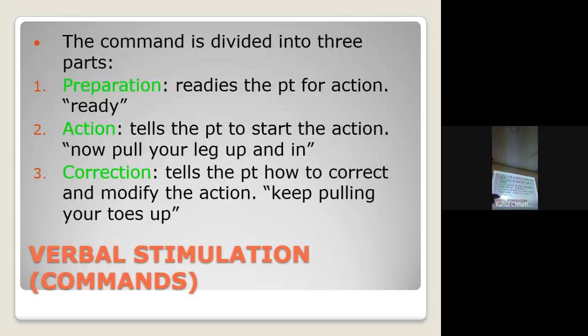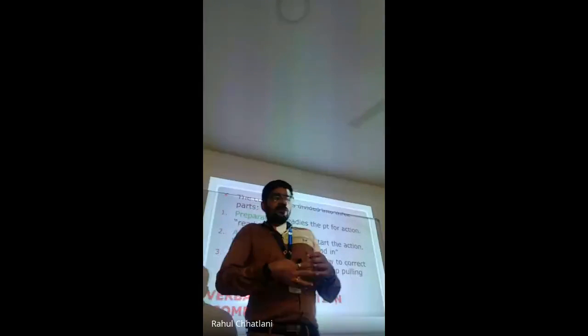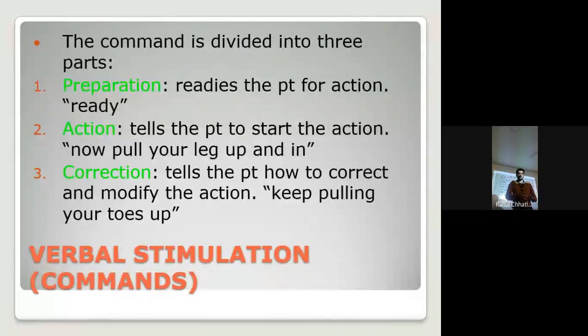Then verbal stimulation. There are three main types of verbal stimulation. First is preparedness, that is, you will demonstrate. We will first show the patient what they have to do. Once the patient is comfortable enough, then we will start with the movement. That is the second command, the action command. And third, if the patient is doing something wrong, we have to correct it. So correction commands or compensatory commands are to be given to the patient so that the movement is corrected.